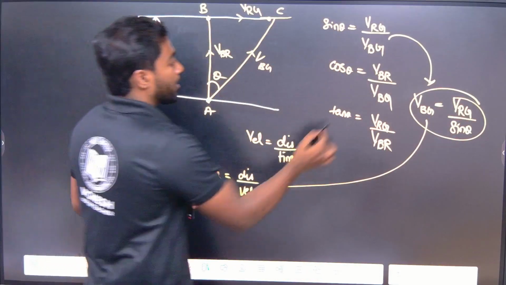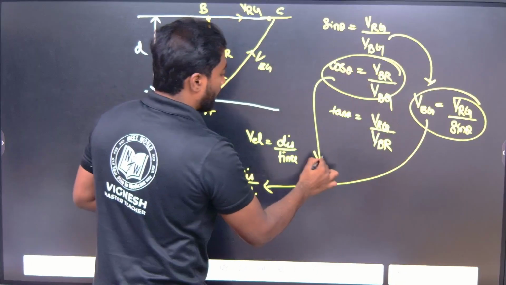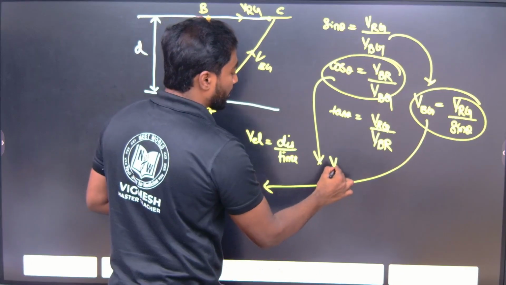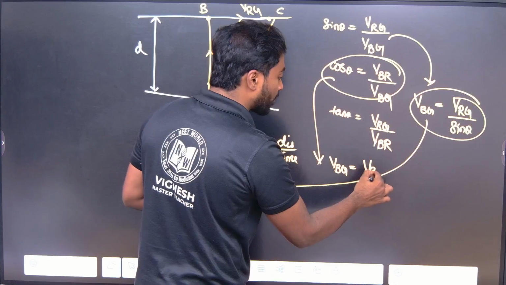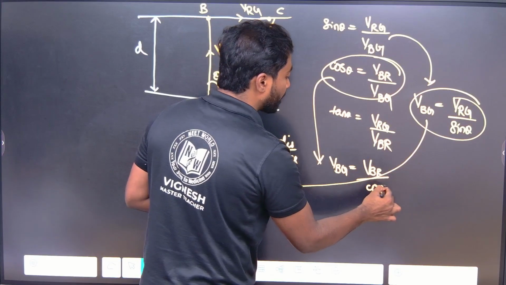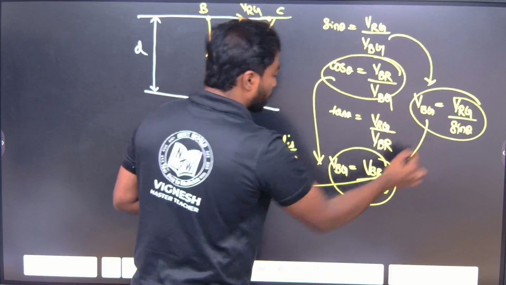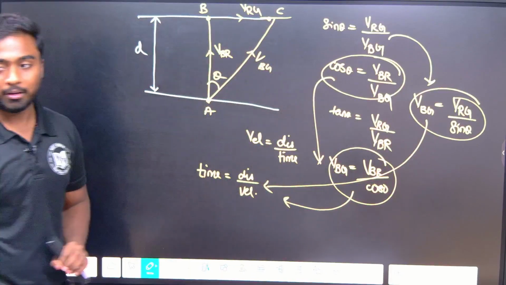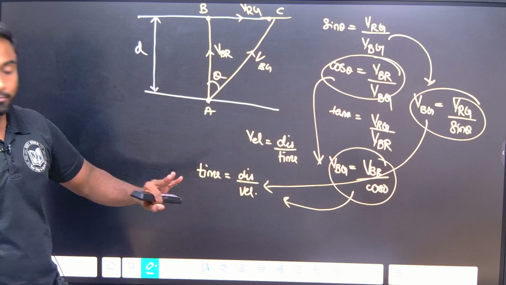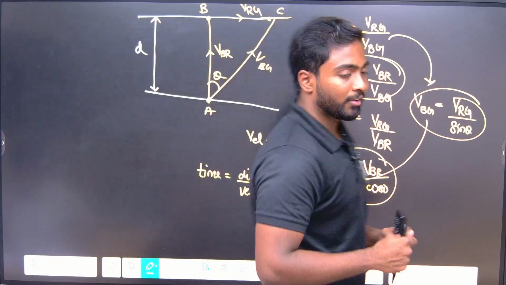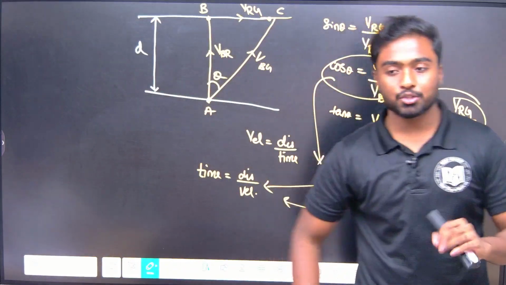Or else for this, how can I write? Velocity of the boat with respect to ground is equal to velocity of the boat with respect to river by cos theta. So I can use either this one or this one in the velocity equation. Got it? Okay. So let us solve some questions over here and we will go for the next topic, right?